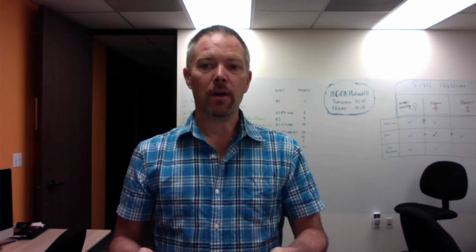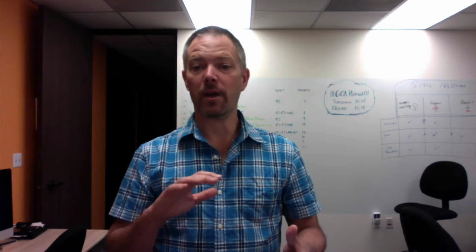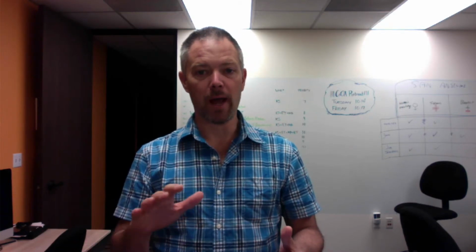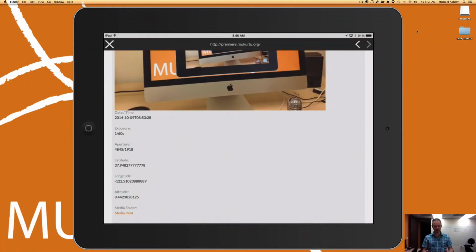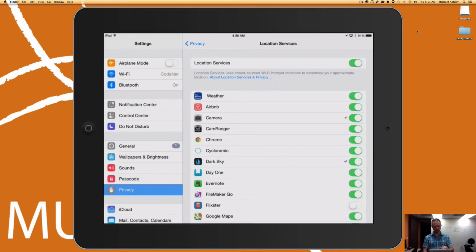So let's say that you are recording something and you don't want any location information recorded at all. The way to do that is to come back here to Settings and come to Location Services.